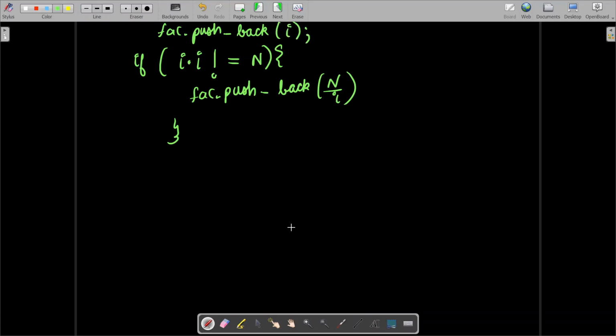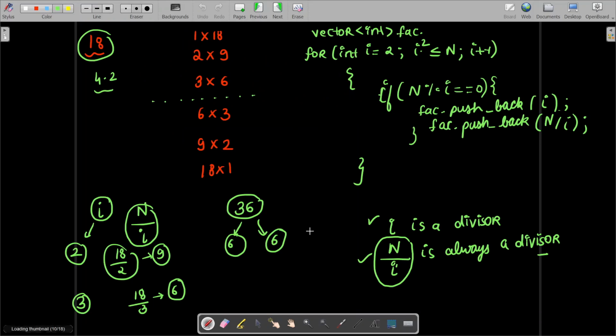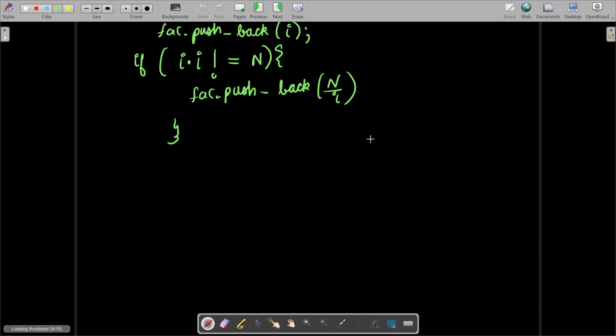So what I figure out this way is I just need to run the loop till the square root of n, the i value. Because suppose I run i to 1, 2, 3, 4 is not divisible. I will get the other factors from n by i. Very cool idea.